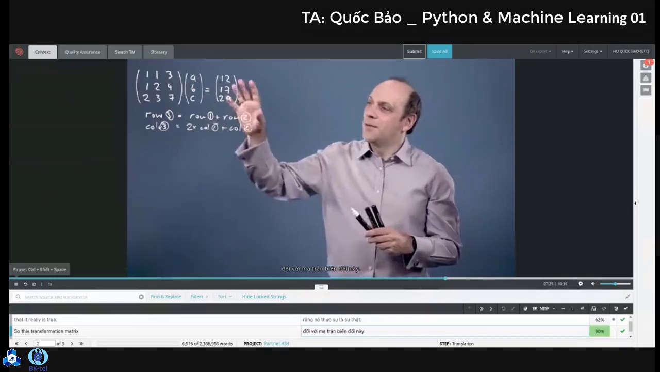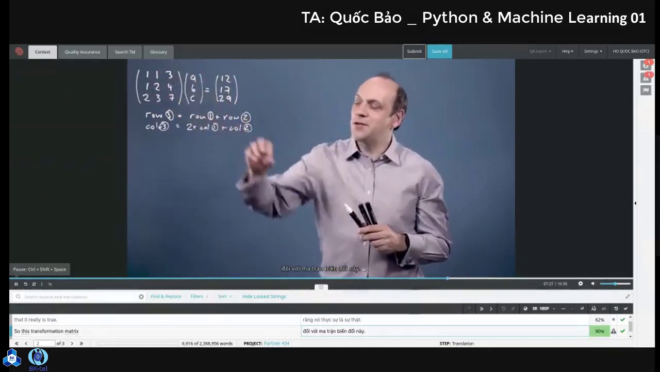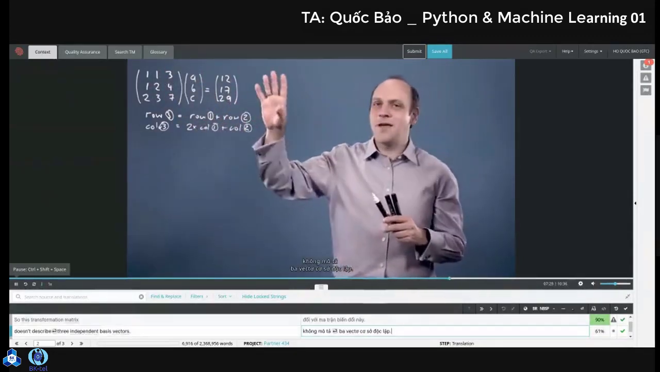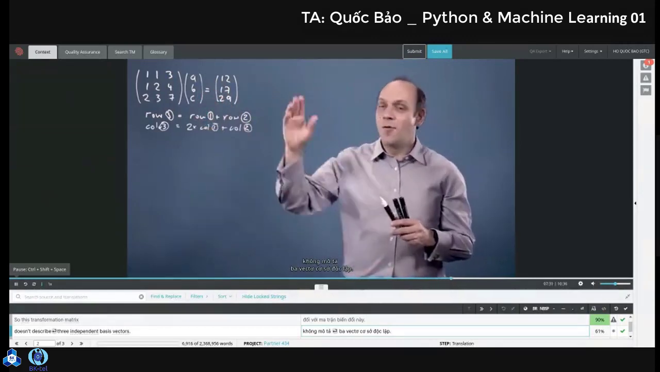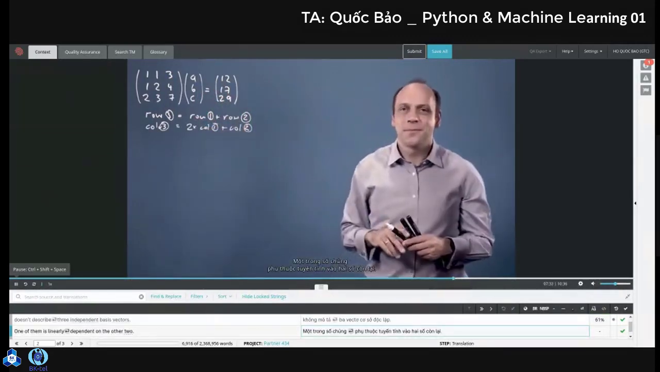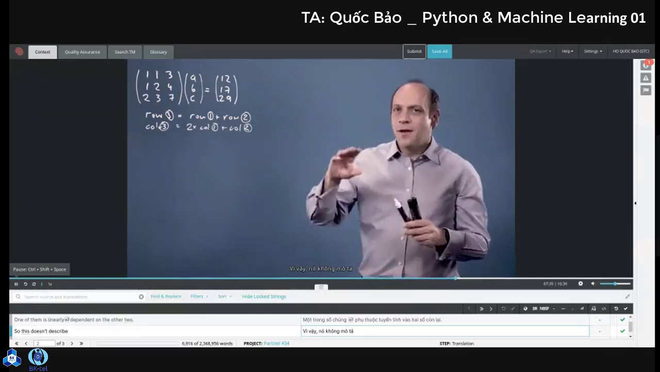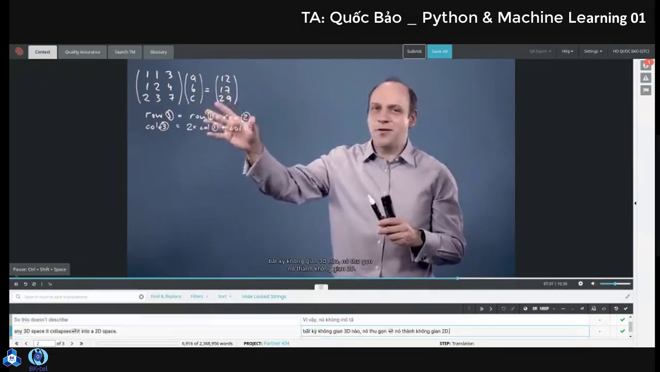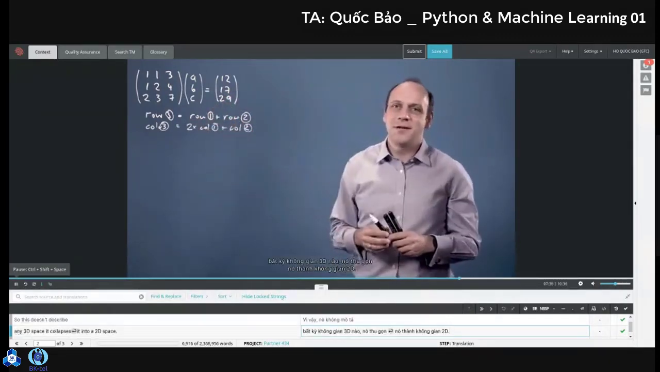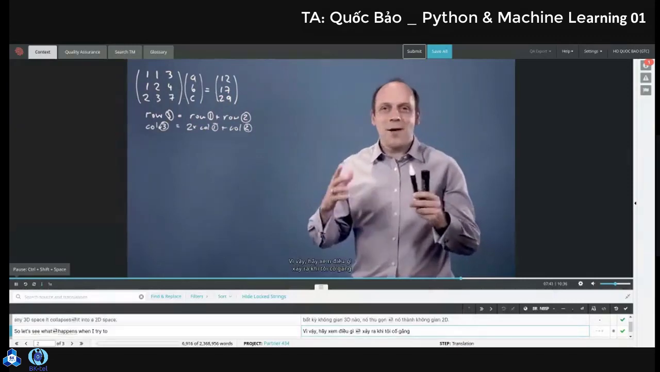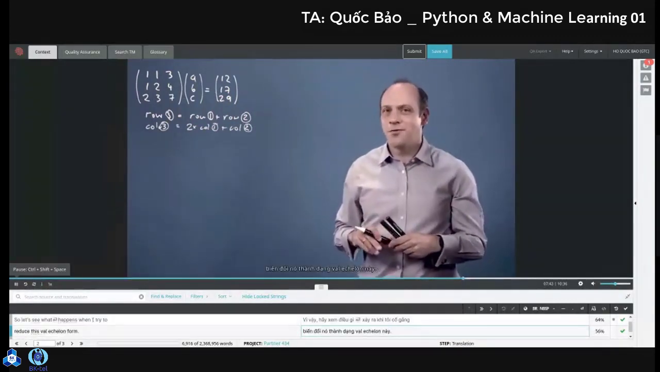So this transformation matrix doesn't describe 3 independent basis vectors. One of them is linearly dependent on the other 2. So this doesn't describe a new 3D space, it collapses into a 2D space. So let's see what happens when I try to reduce this to row echelon form.